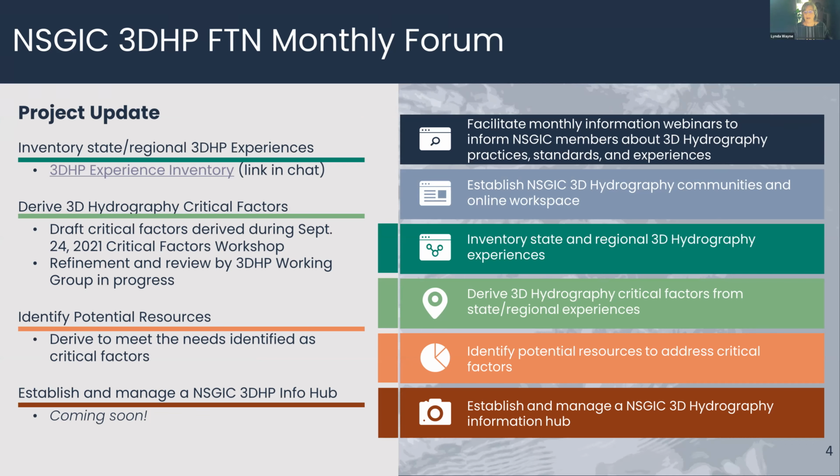I mentioned earlier the 3D hydrography critical factors, and we're using the term critical factors because we're talking about your questions, your issues, your resource needs, just a lot of different things. We had a great workshop at the annual meeting, and we got some information, and that is what we're currently compiling for review by the 3DHP working group. After we identify the critical factors, our next step will be to derive resources that can meet the needs identified in the critical factors. And then our final task is to establish a NSGIC 3DHP info hub. Phil has been working steadily on that, and it is coming soon. I hope we will actually be profiling that at the interest group meeting next month.